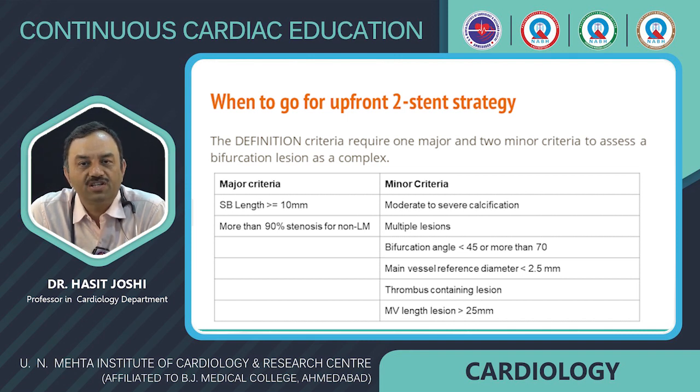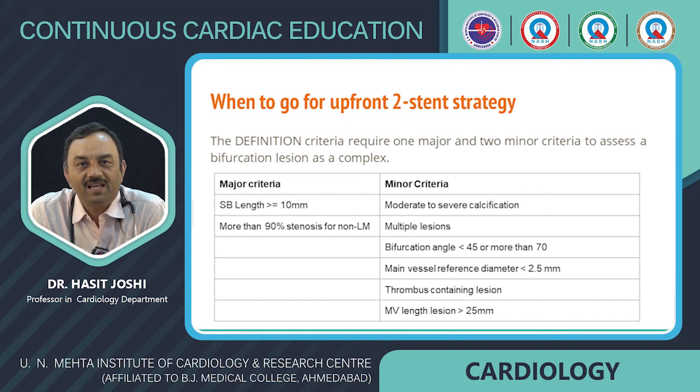There was a trial called DEFINITION and DEFINITION II done for that, and the DEFINITION criteria required one major and two minor criteria to assess a bifurcation lesion as complex. The major criteria were side branch lesion length more than 10 millimeter and more than 90% stenosis for non-left main, or more than 70% stenosis for left main, that is circumflex if it is the side branch.